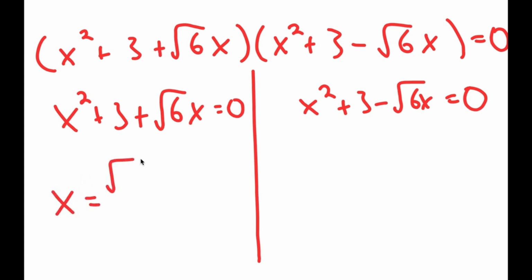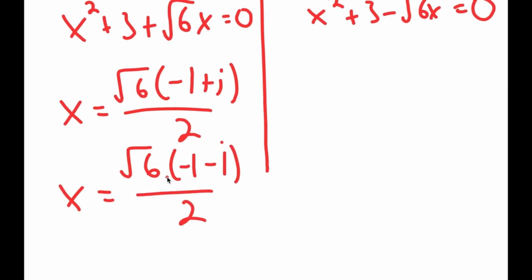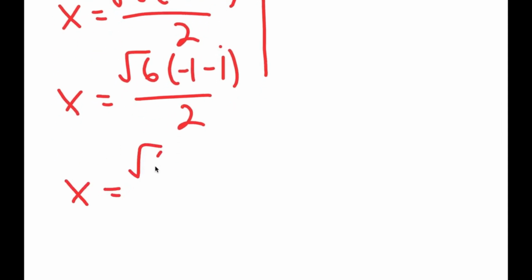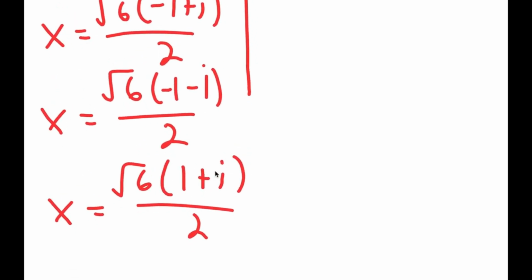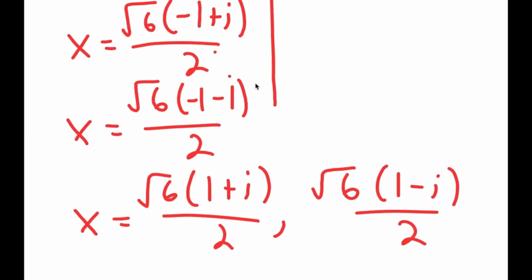You should get that x is equal to the square root of 6 times negative 1 plus i over 2, and x is also equal to the square root of 6 times negative 1 minus i over 2. And also, along with this, you should get x is equal to the square root of 6 times i plus 1 over 2, and x is equal to the square root of 6 times 1 minus i over 2. So these are your four solutions.